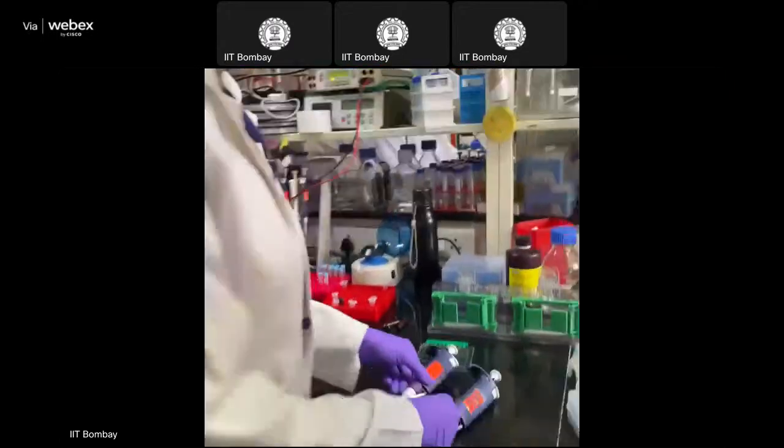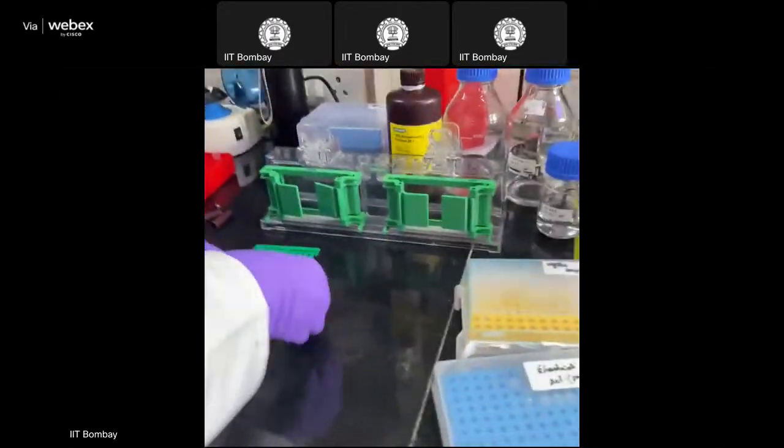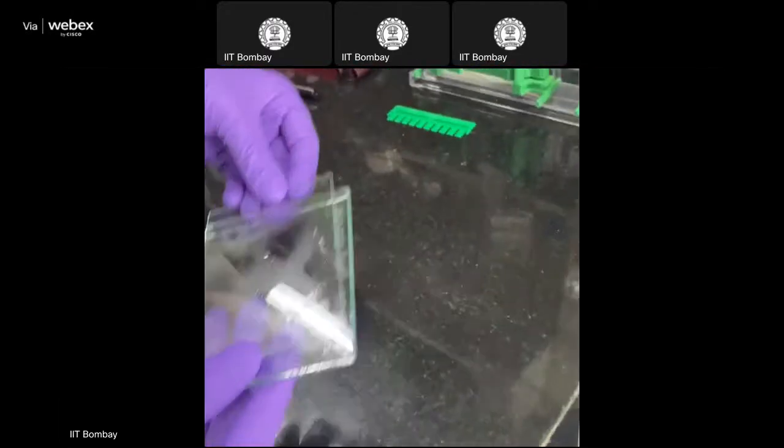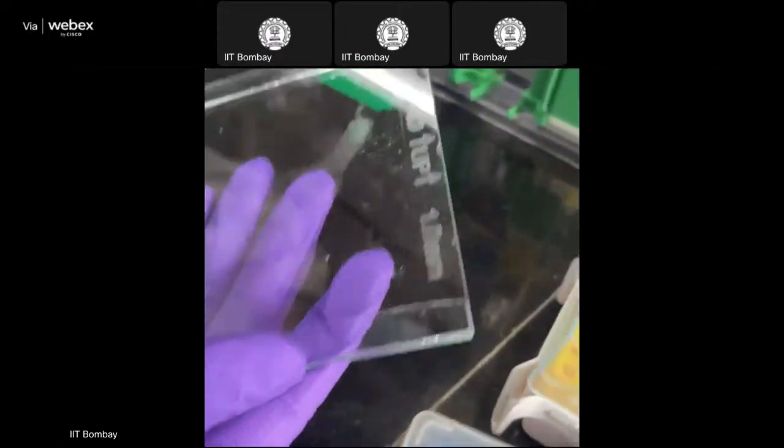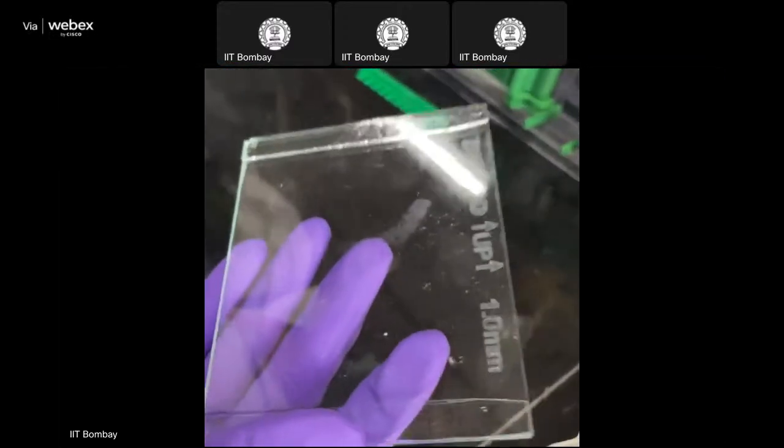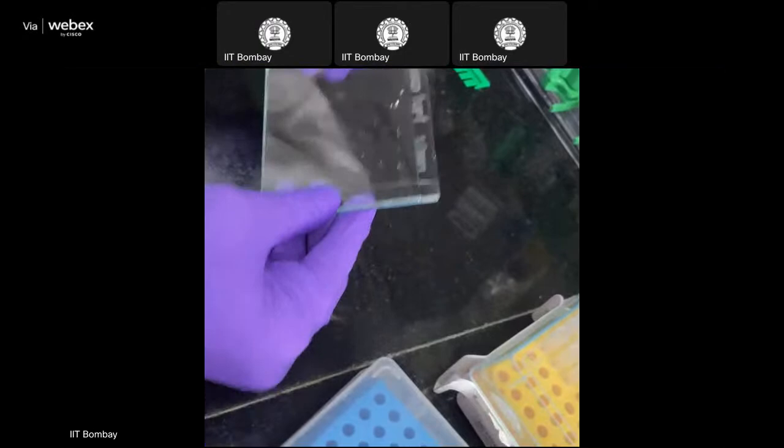It's a standard SDS-PAGE gel. PAGE means polyacrylamide gel electrophoresis. We have different kinds of plates like this. This is called a thick or spacer plate, and this is called a thin plate or short plate. You stack them like this, and it's put into this clip.